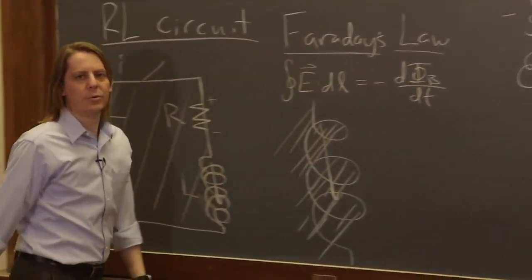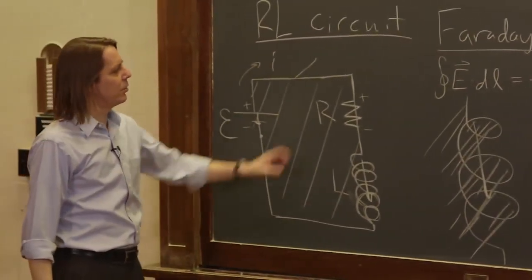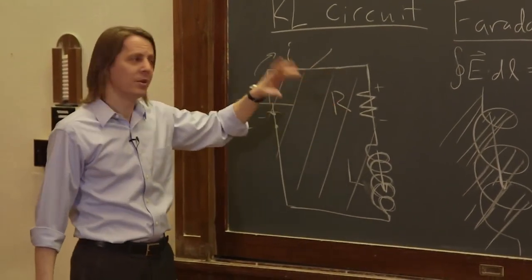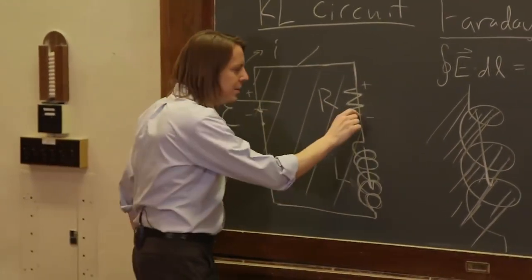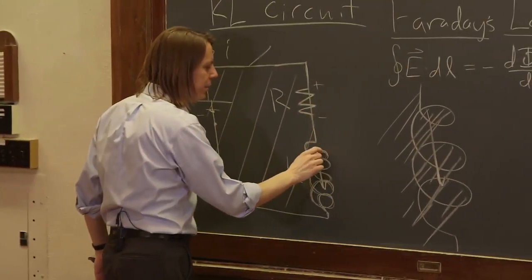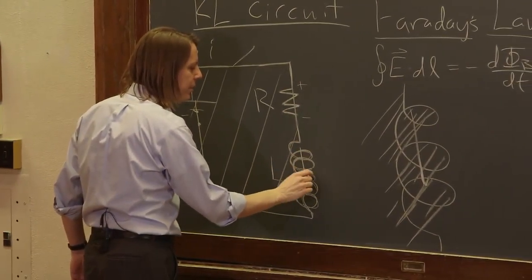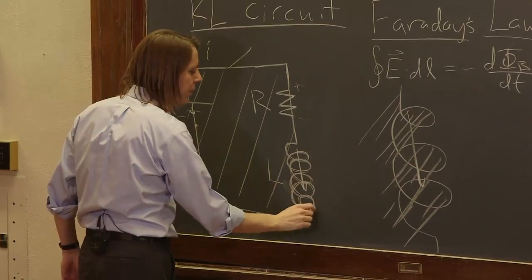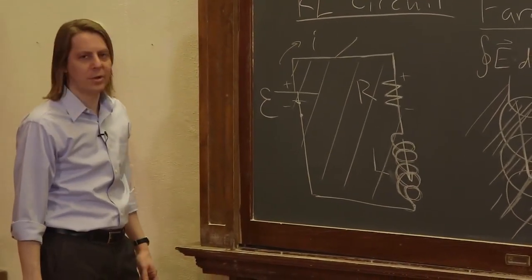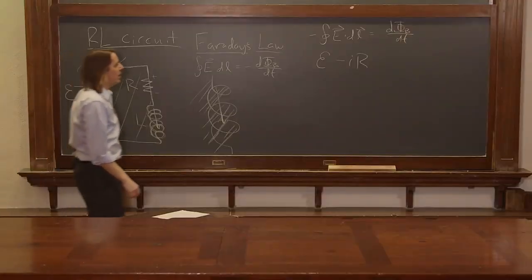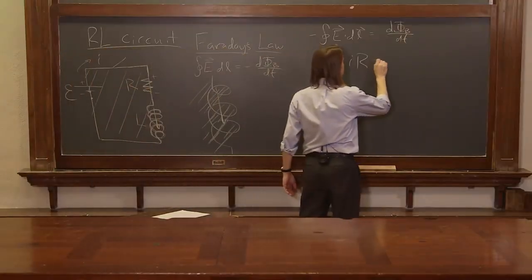So similar term to Kirchhoff analysis. You get minus IR because you actually do get an electric field in a resistor. Think back to our Drude model discussion. And then you go through these highly conductive wires, and there's no resistance in this wire, so you don't really get a term from there. There's no field inside that wire. So that's all you have for E dot dl.